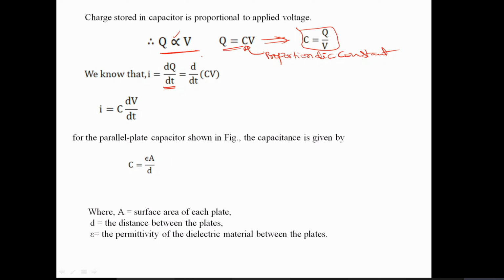And what is q? Q we have already derived is equal to CV. Now, when you substitute q is equal to CV in this equation, I is equal to d by dt of CV, where C is a constant. Since it is a proportionality constant, you can remove it from the derivative term and write it like this. Therefore, your current I is equal to C into dV by dt. This is the relation in case of a capacitor. So this current I we call the current in capacitors.